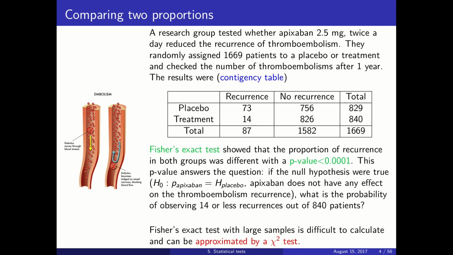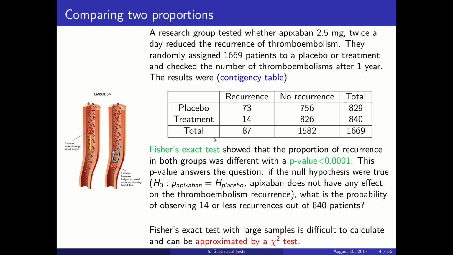what is the probability that a given event happens in each one of the two groups. So in particular, this drug is apixaban 2.5 milligrams twice a day, and the event we are interested in is the recurrence of thromboembolism. So there is a clot formed in some vein.